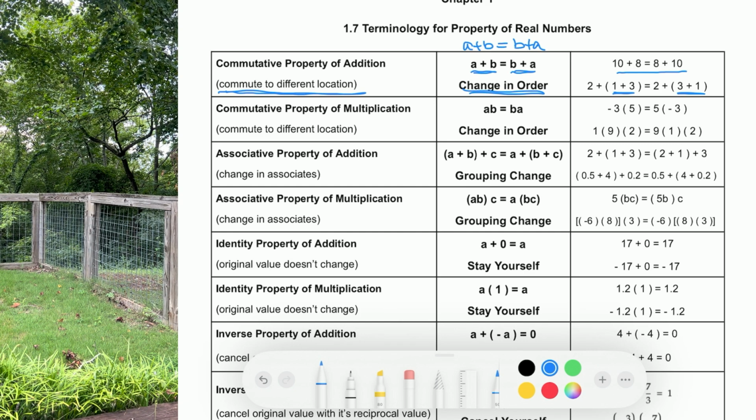All right, so what is the difference between commutative property of addition and the commutative property of multiplication? Well, addition and multiplication, pretty simple, right? So it's the same rule. They're just switching order, changing order, but in the property of multiplication, it's dealing with multiplication here. So AB equals BA. They just moved parking places again.